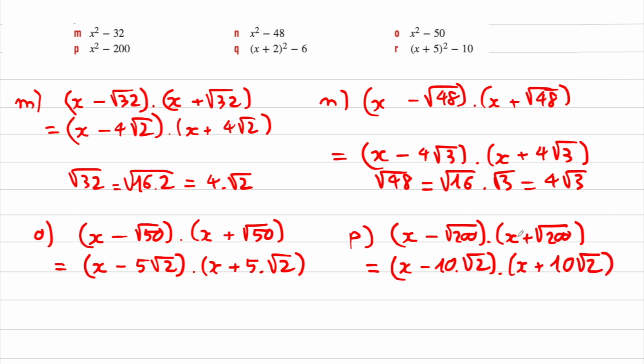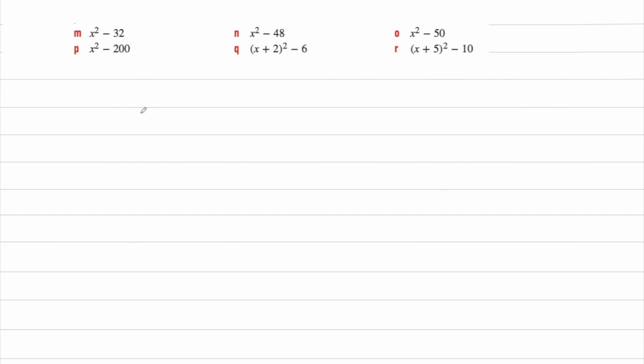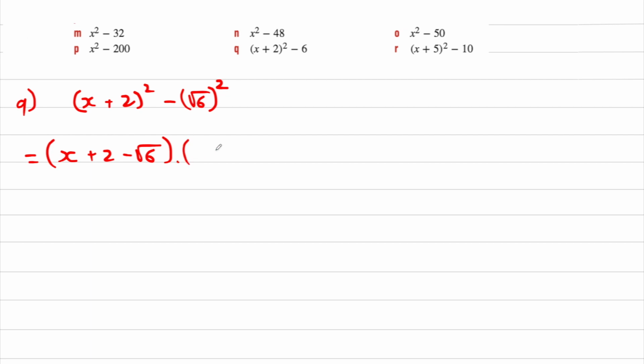And for question Q and R, you can see that we have to combine with the bracket. So the same idea with this one. The first thing I need to do is change the writing of 6. I will write down square root 6 and square outside. The first bracket will be the difference between these two terms. The first term is x plus 2 and the second one will be square root 6. And the next one you can write out is the sum. You cannot simplify 2 and square root 6, so I will keep it unchanged.